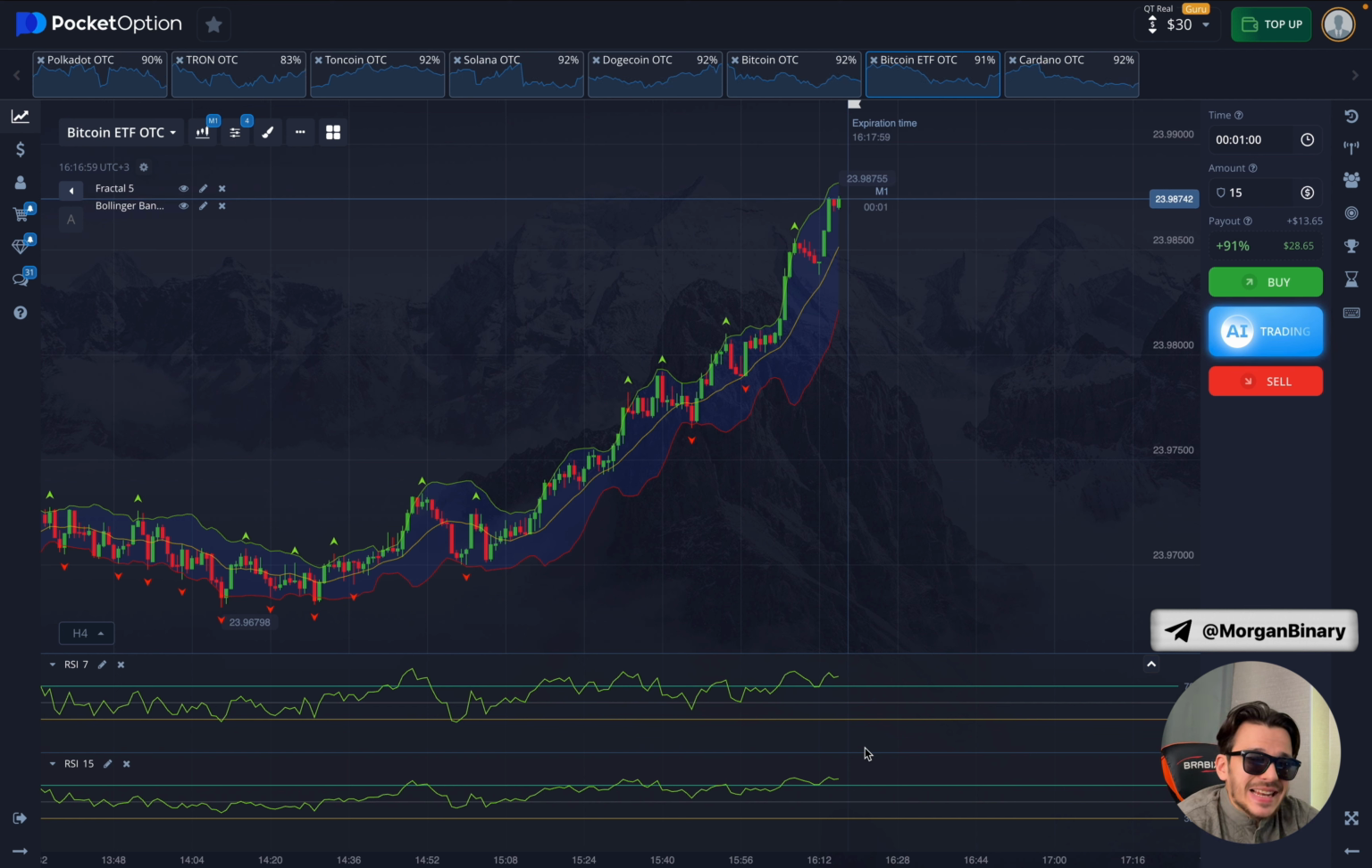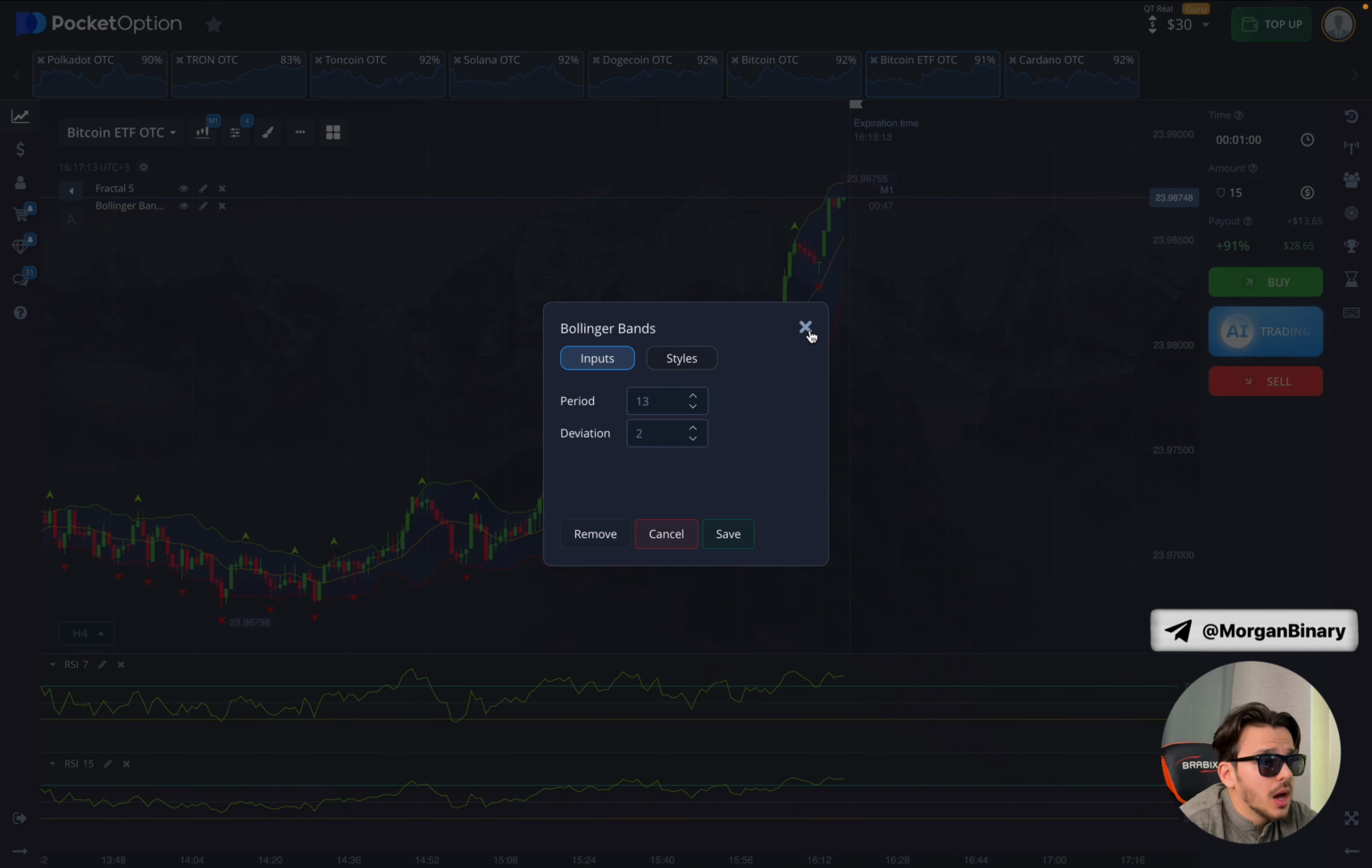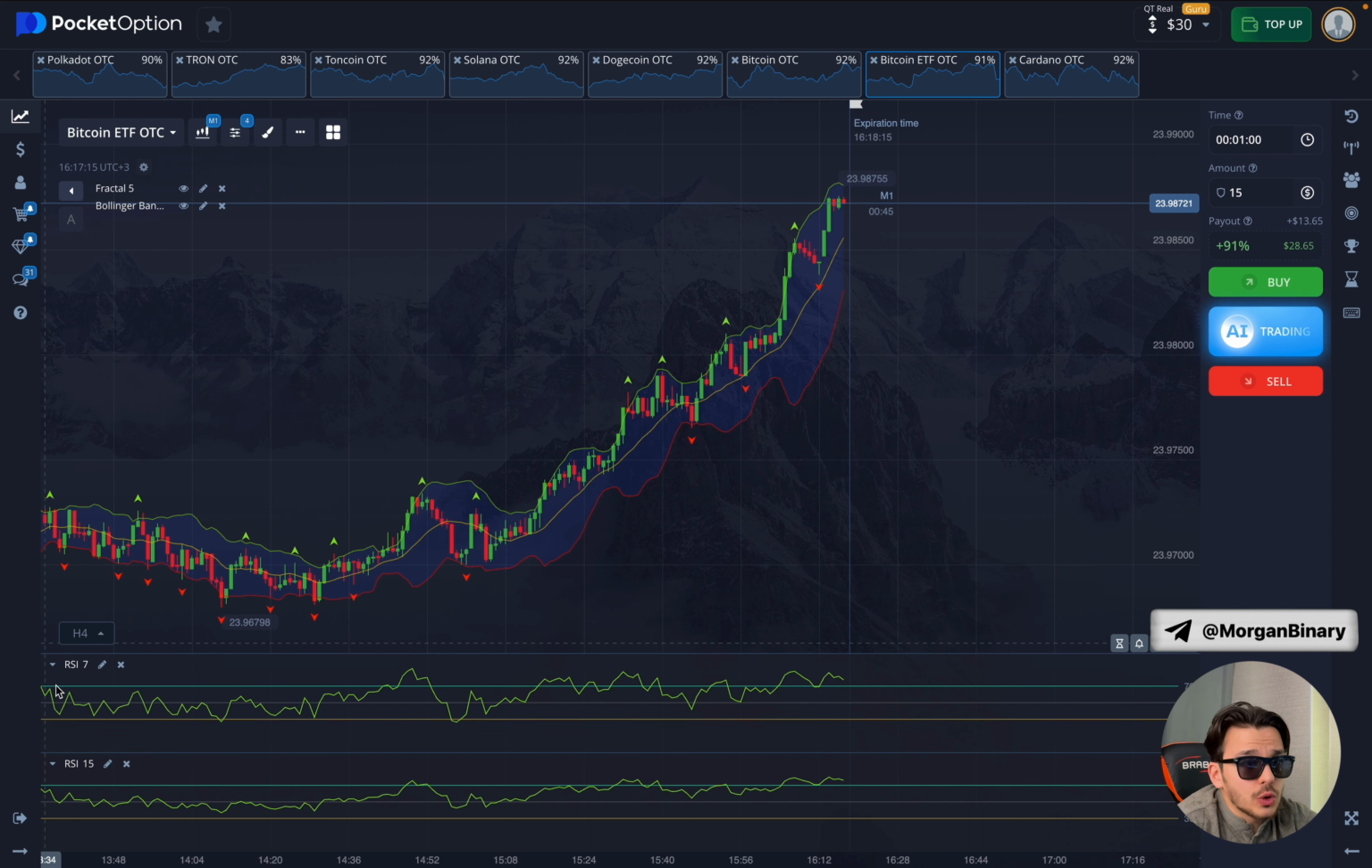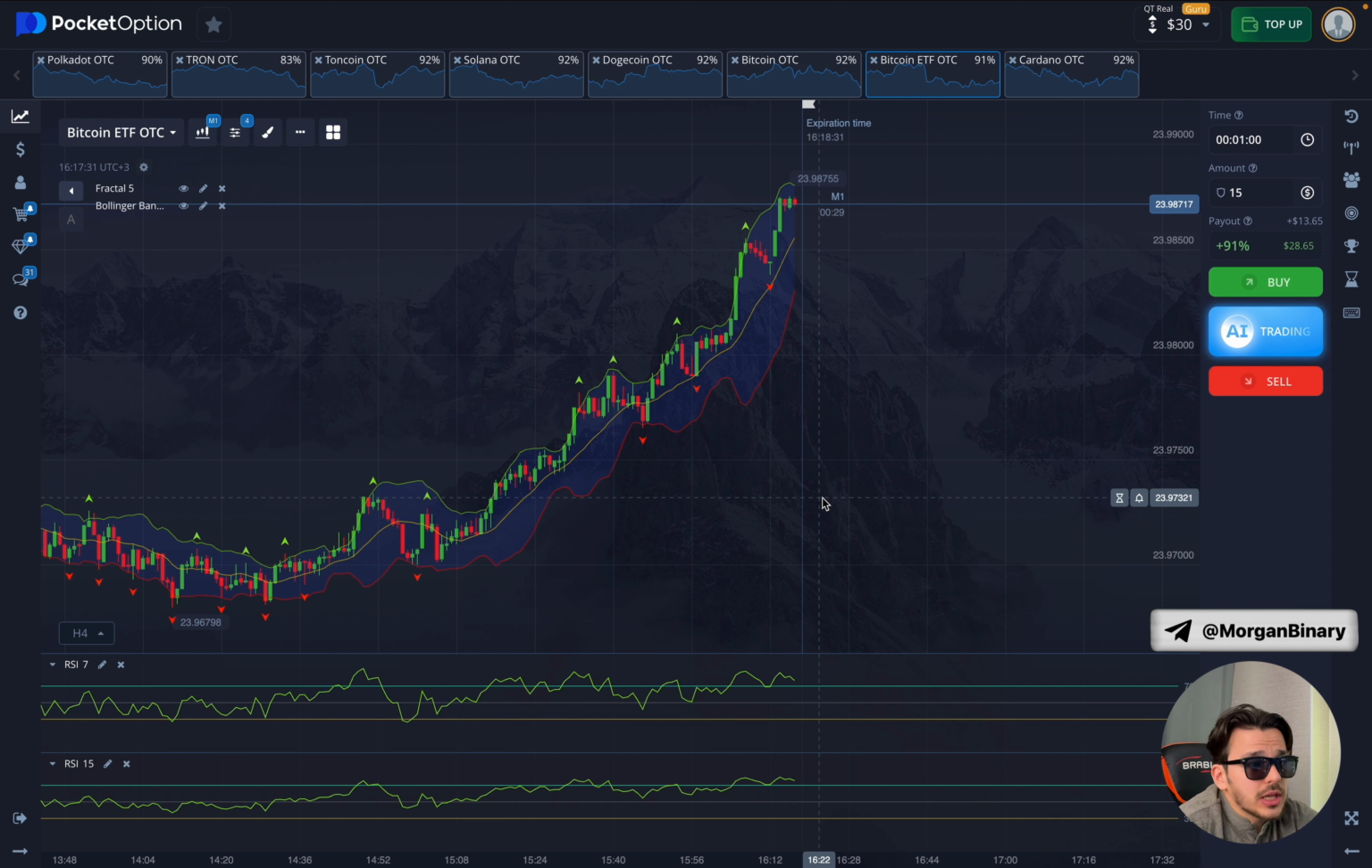I made a preliminary analysis of the market and came to the conclusion that today we will trade using the following strategy, which includes a fractal with a period of 5, Bollinger Bands with a period of 13 and a deviation of 2, and 2 RSI oscillators, the first with a period of 7, the second with a period of 15. We leave overbought and oversold areas unchanged. We will have them with values 70 and 30.